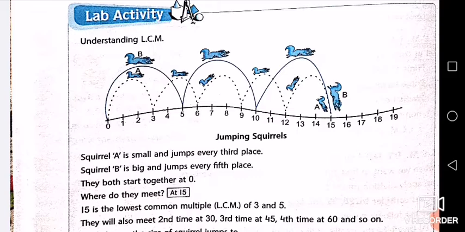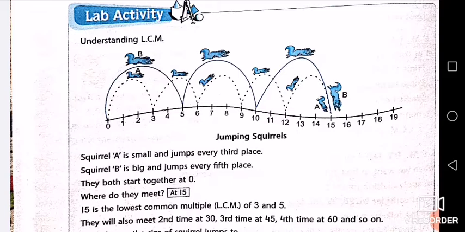and squirrel B. As you can see, squirrel A is small and jumps every third place. It means if squirrel A starts jumping from 0, then the first place will be 3, then the next place will be 6, then 9, then 12, then 15, like this. But squirrel B is big and jumps every fifth place. It means if squirrel B starts from 0, then the first place will be 5, then the second place will be 10, and then the third place will be 15.